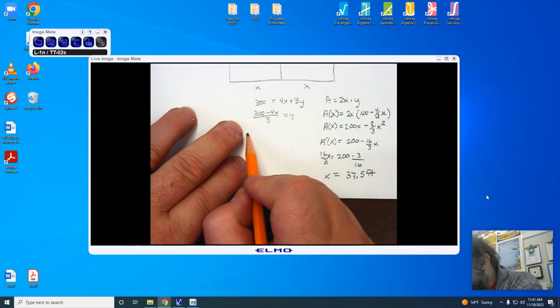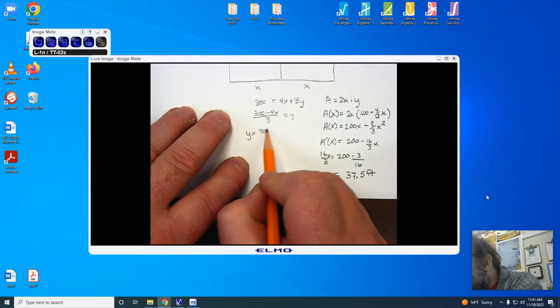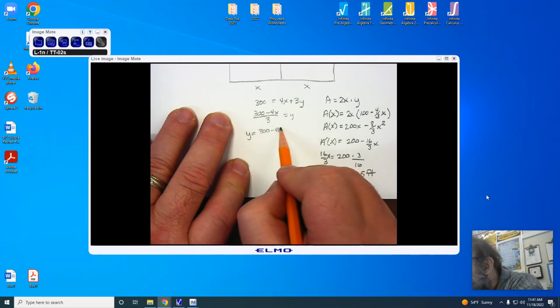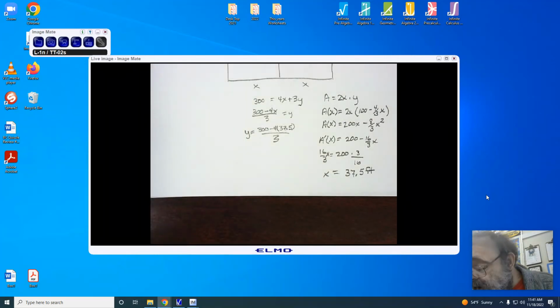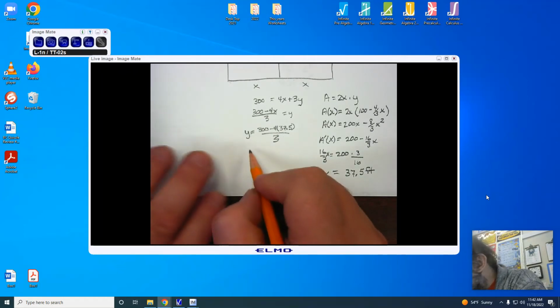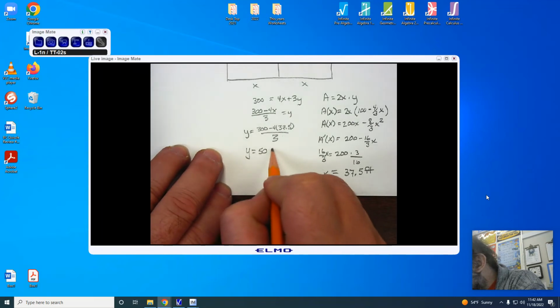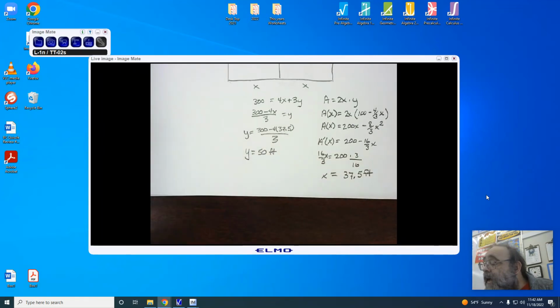My y is up here, and y will have to be 300 minus 4 times that 37.5 divided by 3. So let's find that now. 300 minus 4 times 37.5 is 150, divided by 3 gives me 50 feet. So I now know I'm looking at 37.5 by 50 feet for each corral. Once again, that will enclose the largest possible area.